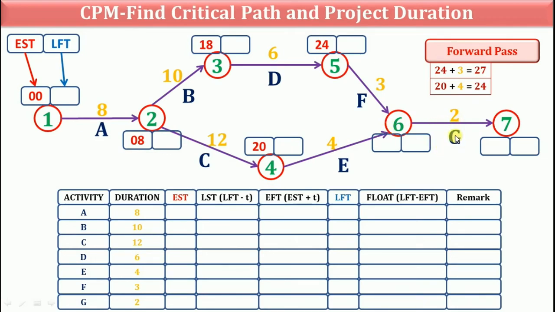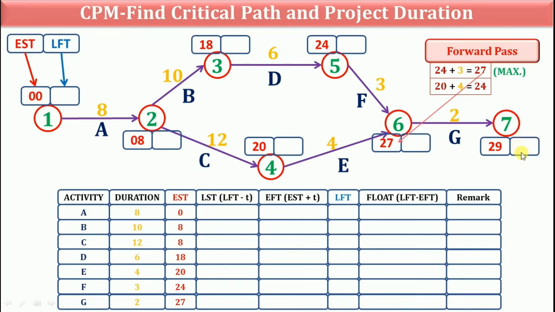Because activity G cannot be started until and unless activity E and F is completed. So out of these two values, we have to take maximum value, and we'll write 27 here, that is earliest start time for activity G. And here at end event, 27 plus 2, that is 29. Now write down all the values in this table.